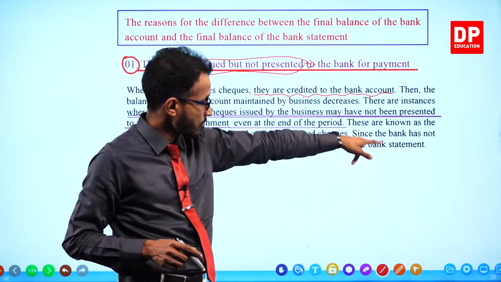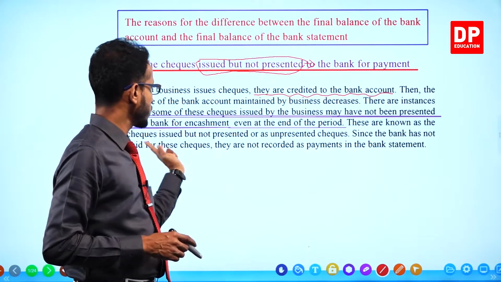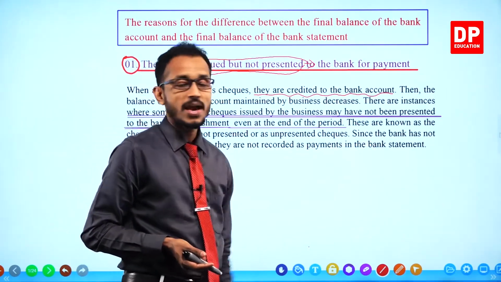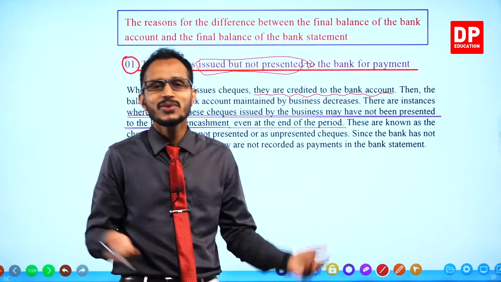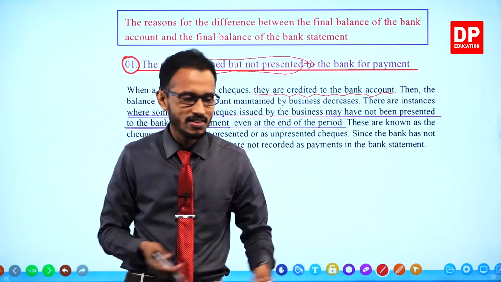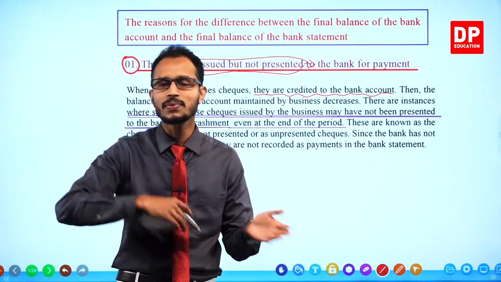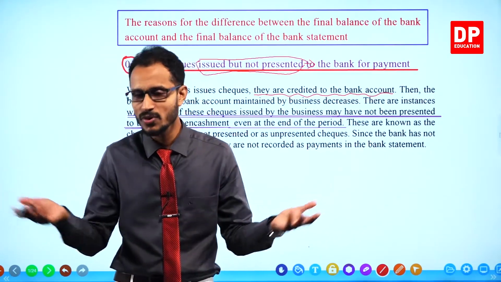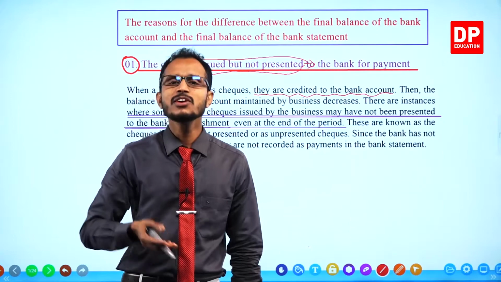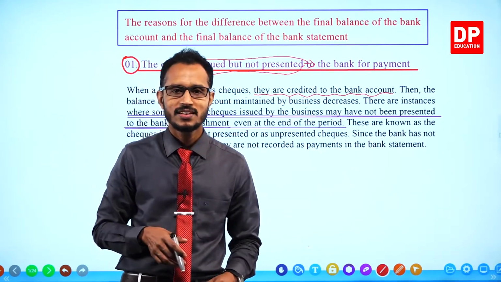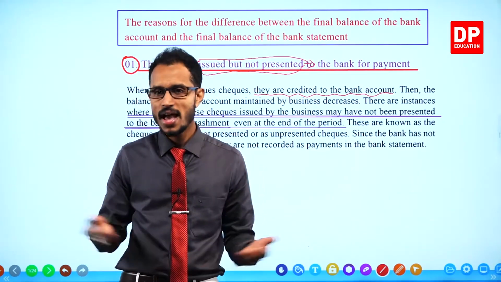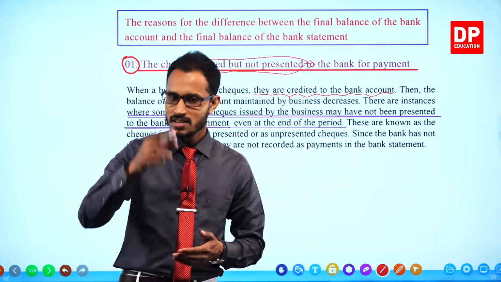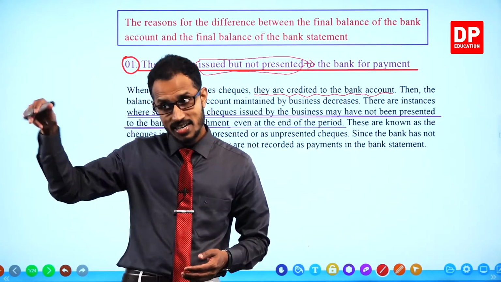The last sentence: since the bank has not paid for these checks, they are not recorded as payments in the bank statement. If the checks are not brought or presented to the bank, the bank people don't know that we have issued a check, even though we have credited. The bank doesn't know. So those values are not recorded in the bank statement.